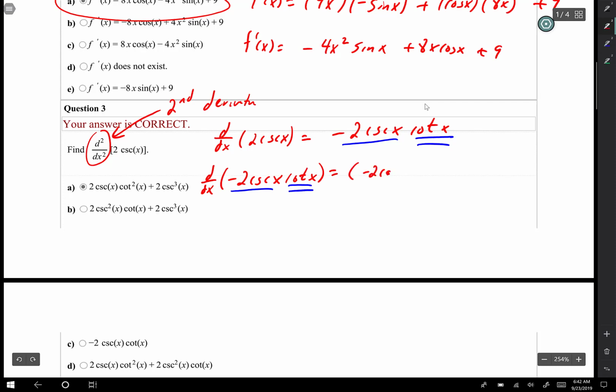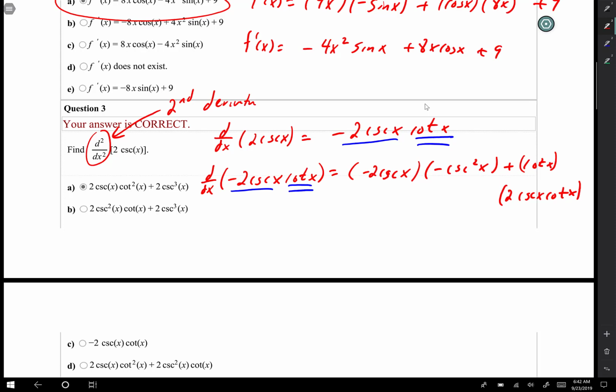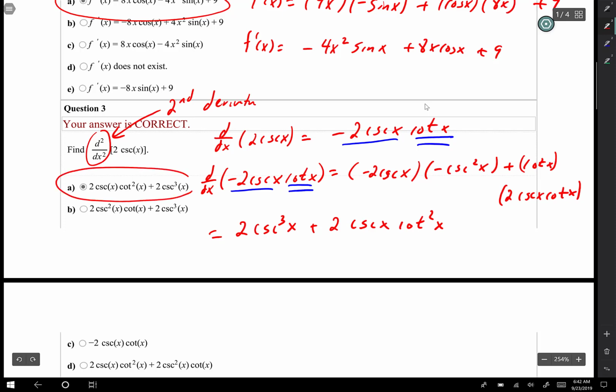First times the derivative of the second. The derivative of cotangent x is negative cosecant squared, plus second times the derivative of the first. And the derivative of negative 2 cosecant x is 2 cosecant x cotangent x. The reason it's positive is because it was already negative, and a negative times a negative is a positive. So putting it all together: 2 cosecant cubed x plus 2 cosecant x cotangent squared x.